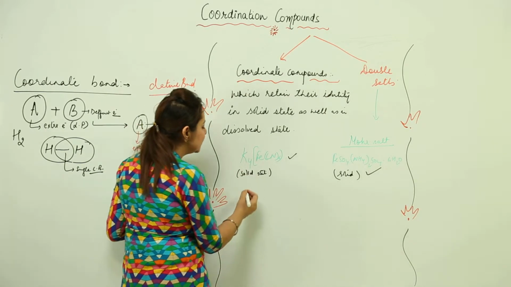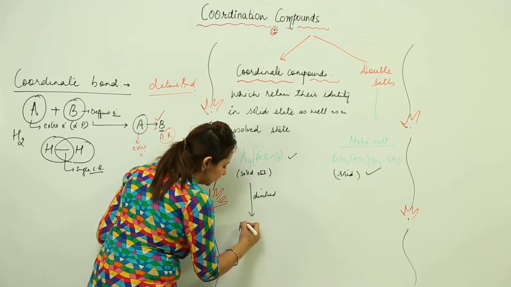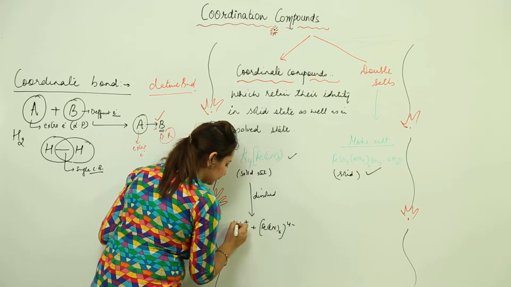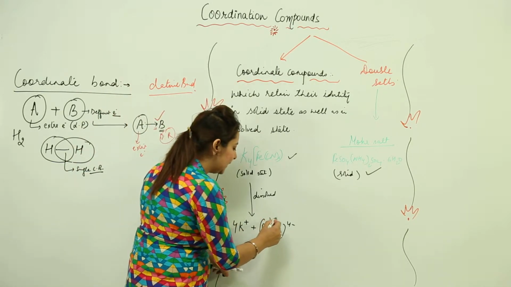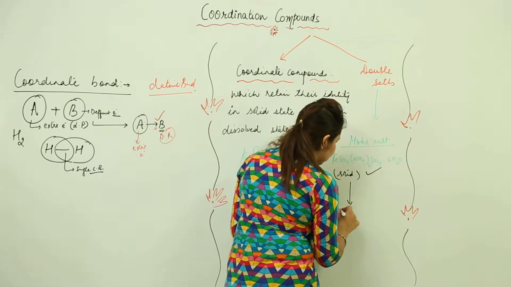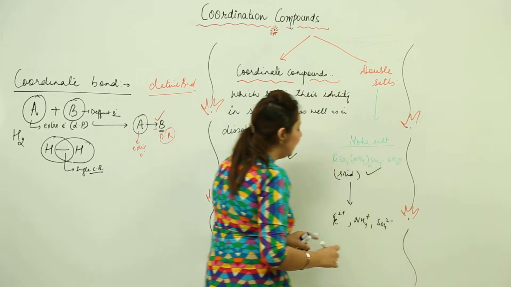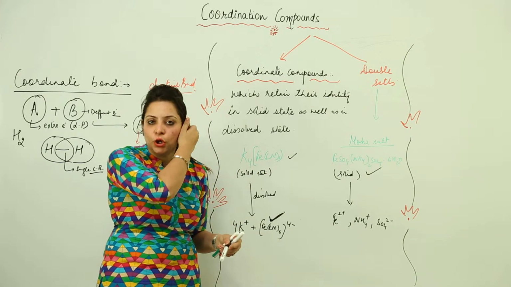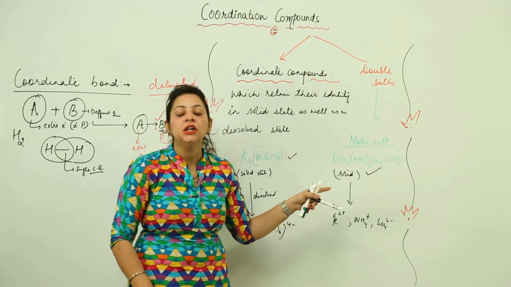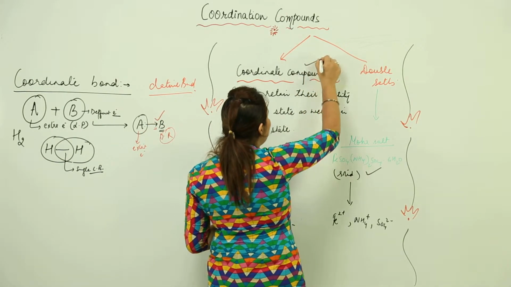But when this is dissolved in water, it actually breaks. It gets dissociated like this, but the complex still retains its identity. Here, when we dissolve the Mohr salt in water, it gets separated and releases the ions: Fe2+, ammonium ions, sulfate ions. So both can retain their identity in the solid state, but in the dissolved state the Mohr salt cannot retain its identity when it is in the aqueous state. So here comes the difference between them.